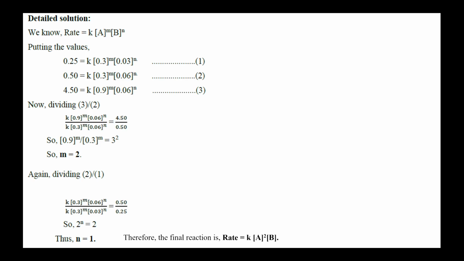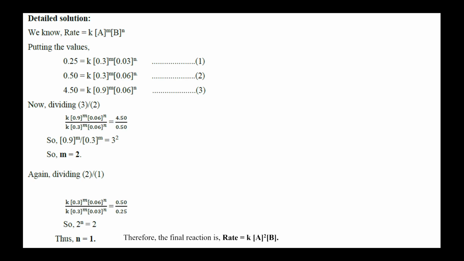Now if you see in the first and second equation, the value of A is common. In the second and third equation, the value of B is common. So if you divide the third and second equation, you can actually eliminate the term where n is there and you can solve for m. So our value of m is coming to be 2. And again, if you do the same thing with second and first equation, you will get the value of n as 1.